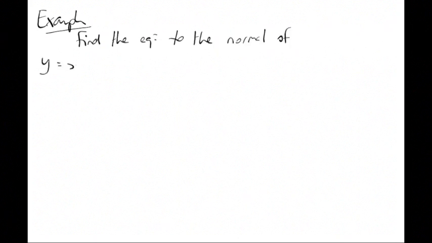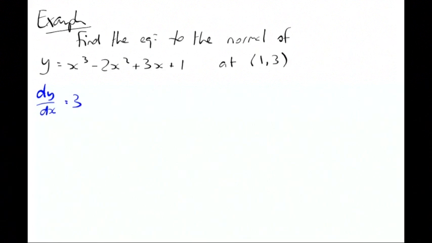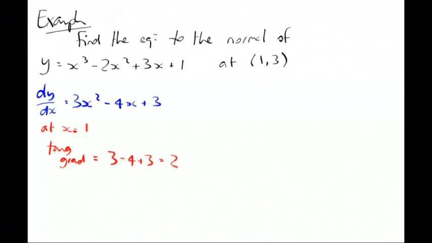We'll have a look at another example. Find the equation of the normal of y equals x cubed minus 2x squared plus 3x plus 1 at the point (1, 3). So we're going to have to find the gradient, so we'll differentiate: 3x squared minus 4x plus 3. At the point x equals 1, we get the tangent gradient 3 minus 4 plus 3 equals 2. So the perpendicular gradient, the normal gradient, is going to be the negative reciprocal of that, so it's minus 1 over 2, so it's negative a half.